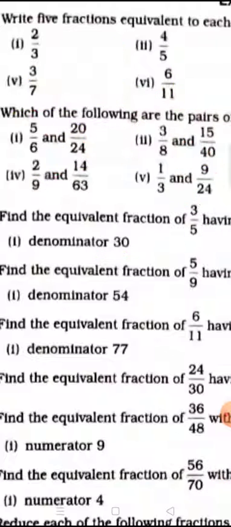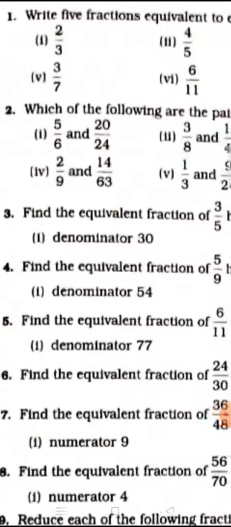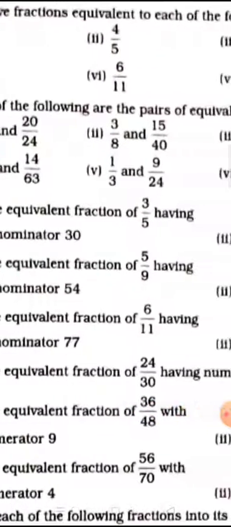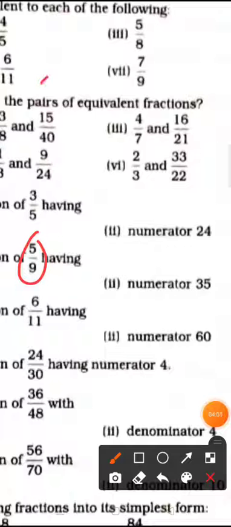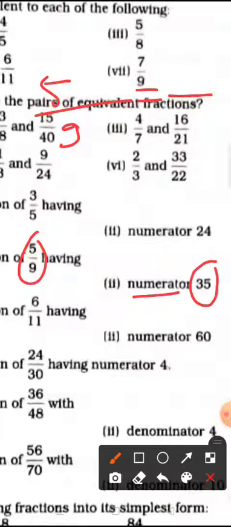Understood? See another, question number 4. Find the equivalent fraction of 5 by 9 with the same process. Okay, I have shown one more part here. Your question is 5 by 9 and we have to make the numerator 35. Okay. In the table of 5, how many times does 35 come? 7 times. So you have to multiply by 7 in both numerator and denominator. 5 sevens are 35, it's given. Now 7 nines are 63, it's your answer.